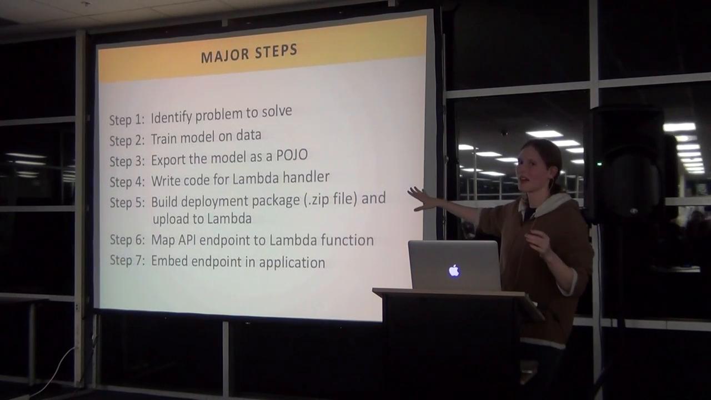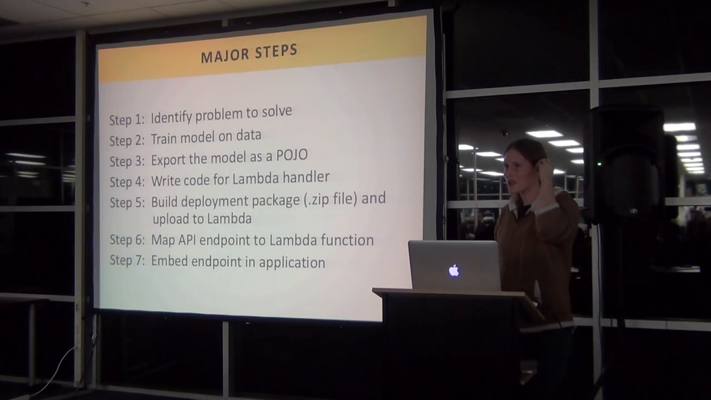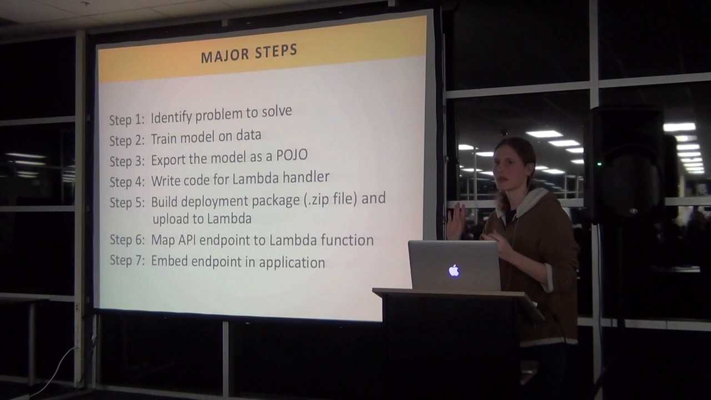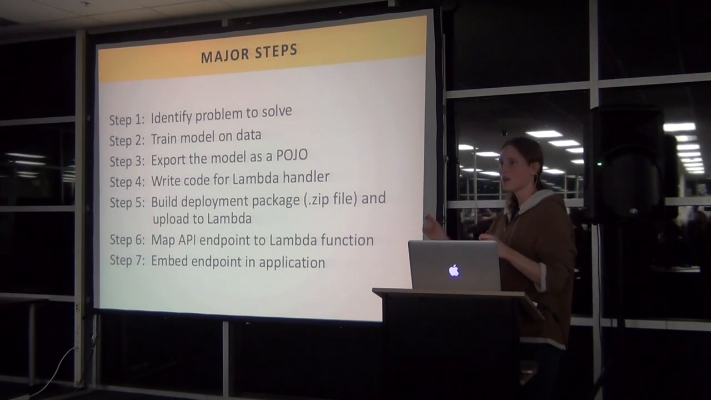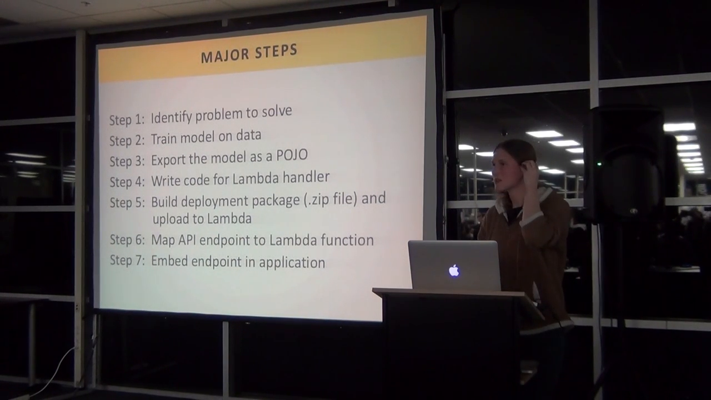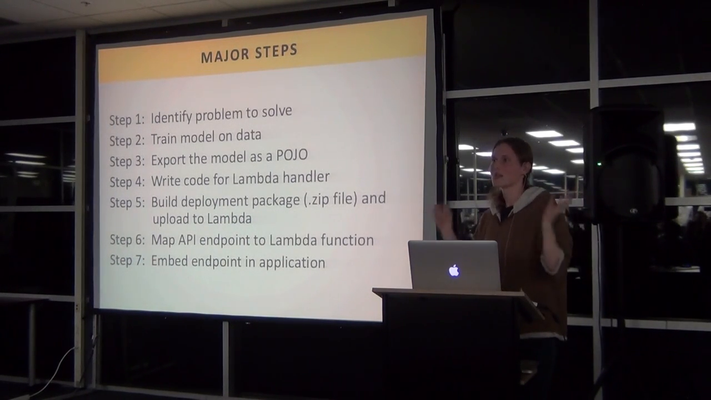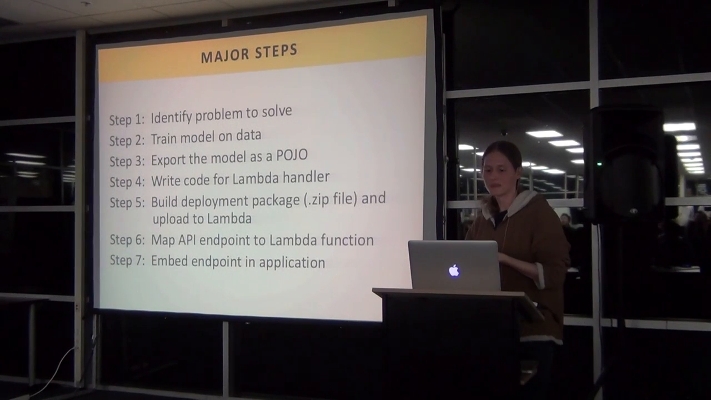So basically, if I boil this down, what you're doing is building your model and putting it on Lambda so it scales, and you don't have to worry too much about it. Then you're using this API endpoint, which lets you call that model. And you can hit it as many times as you like. According to AWS Lambda documentation, there's no limit to the load that it can handle.